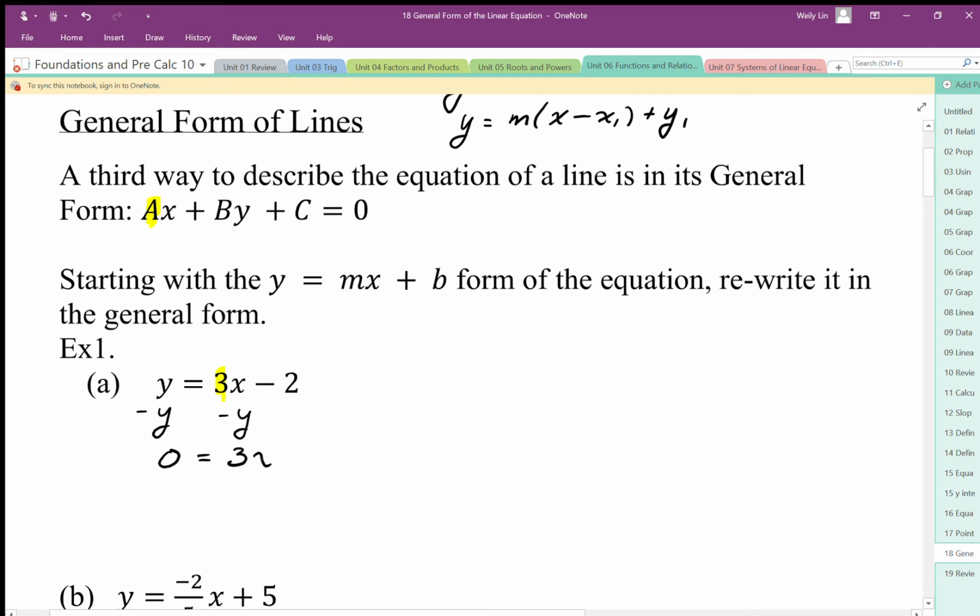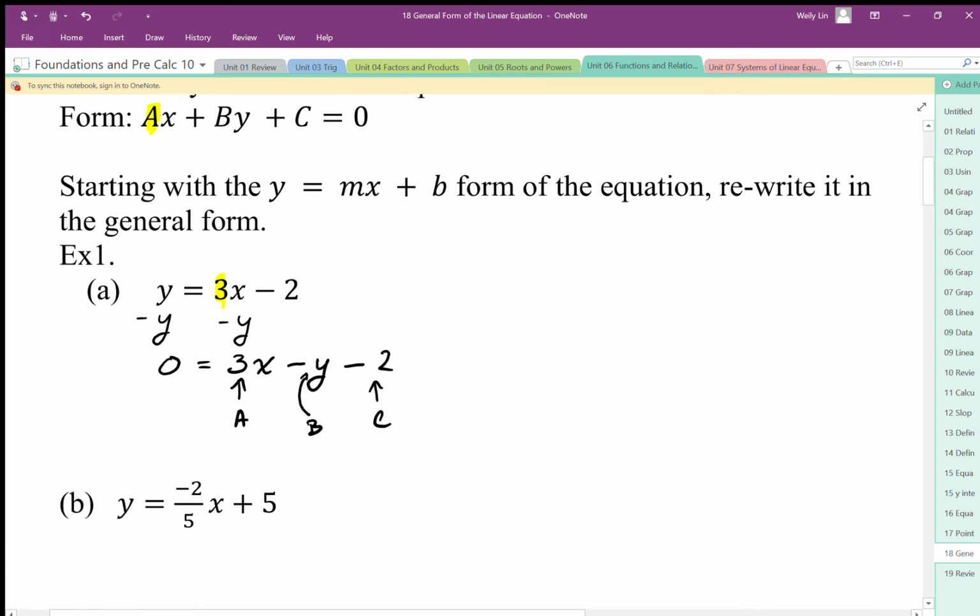I keep my positive 3x minus y minus 2, and there's my general form of the equation, where this value here represents a, the negative 1 represents b, and the negative 2 represents my c value. So a equals 3, b equals negative 1, and c equals negative 2. They're all whole numbers, and a is positive.